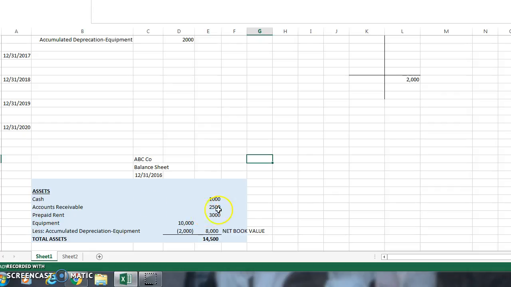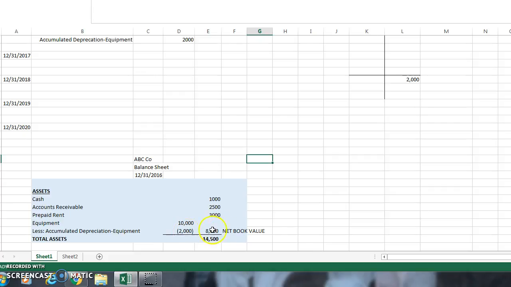Merely for illustration purposes, I made up these amounts right here, so don't try to tie them to anything. Down here is what we're going to be focused on. The equipment we purchased is listed under assets at $10,000. Again, that's the price we paid for it. Just below equipment, it says less accumulated depreciation for equipment, and it's listed as a credit of $2,000.